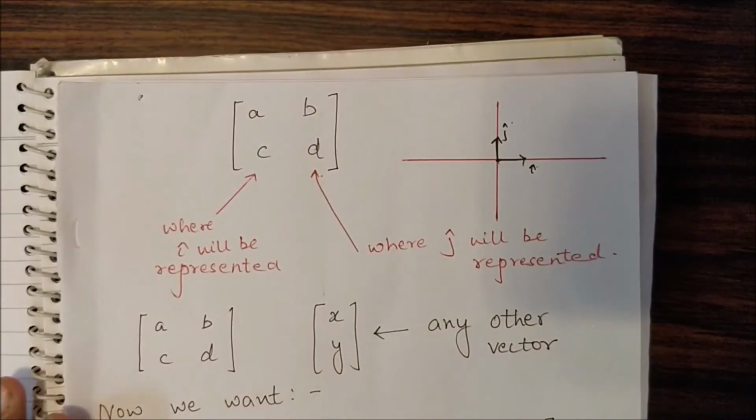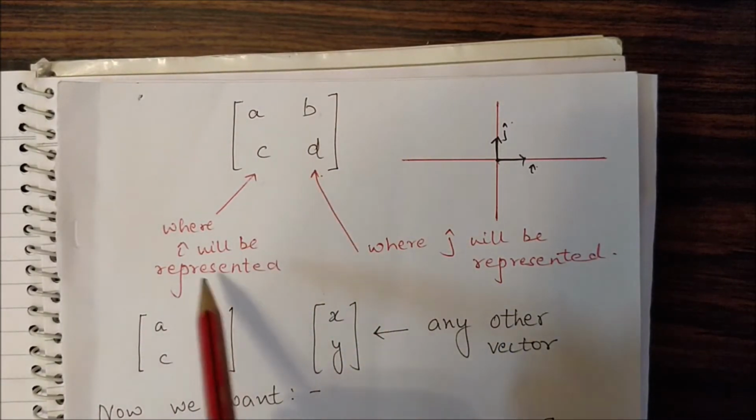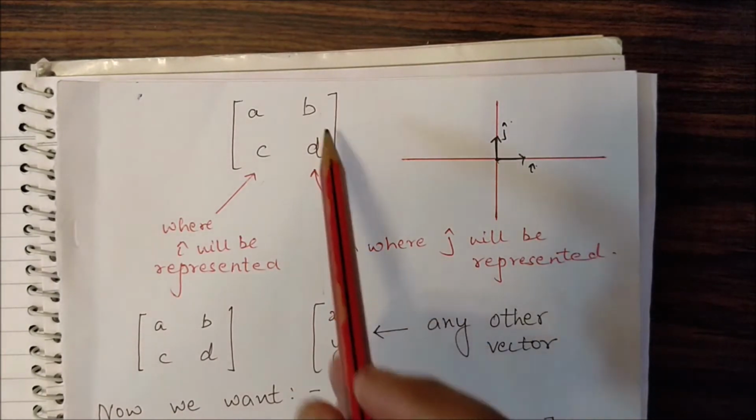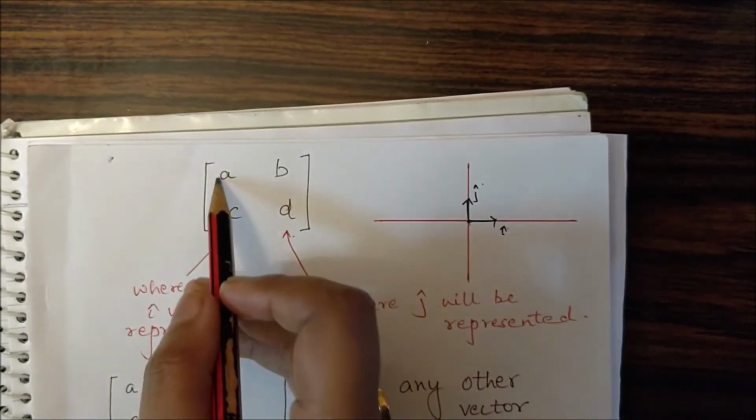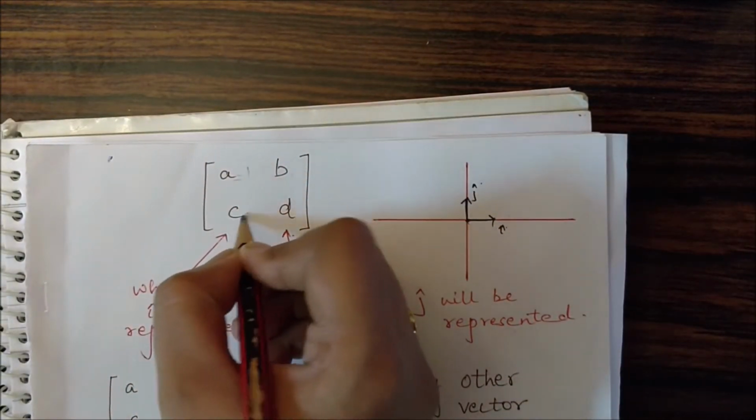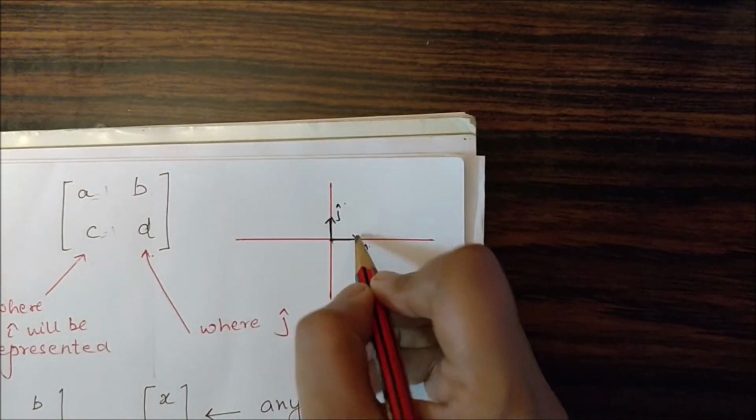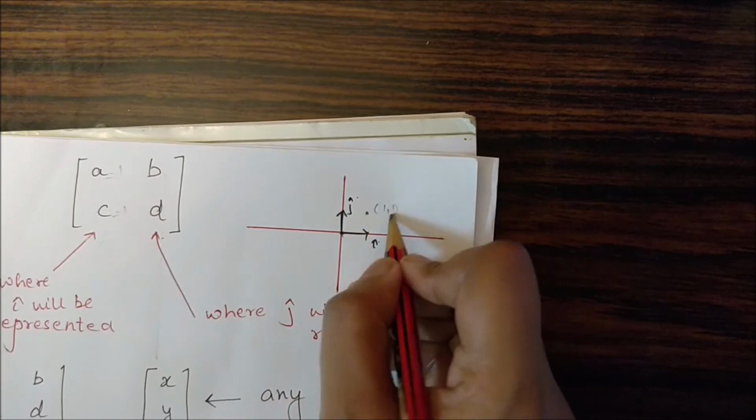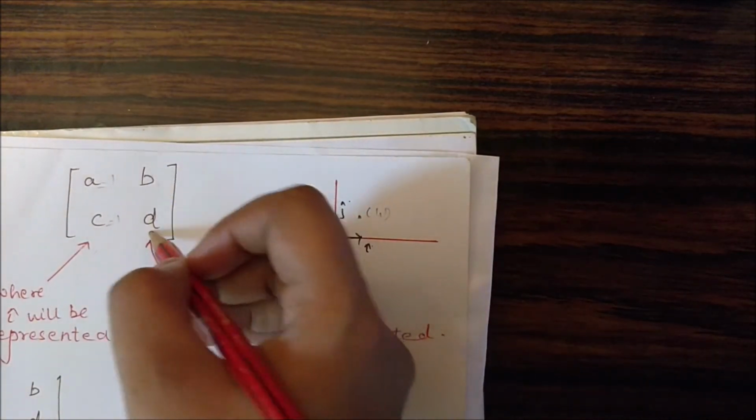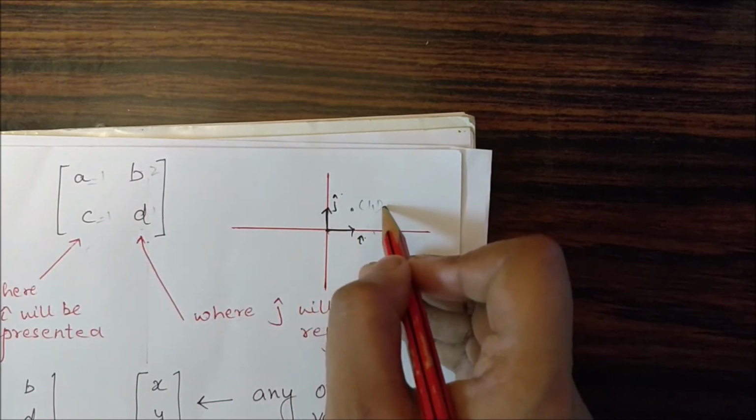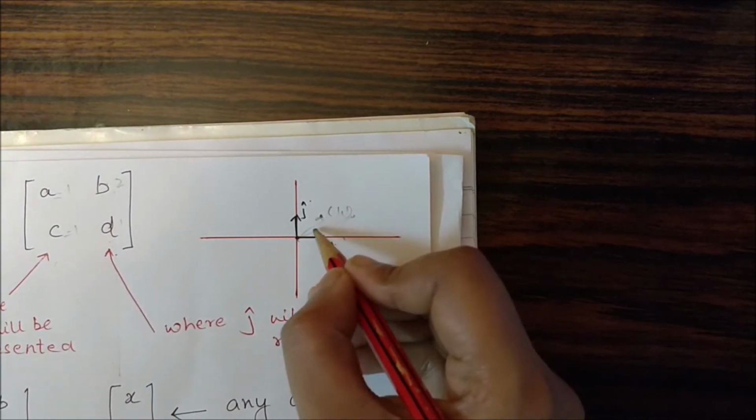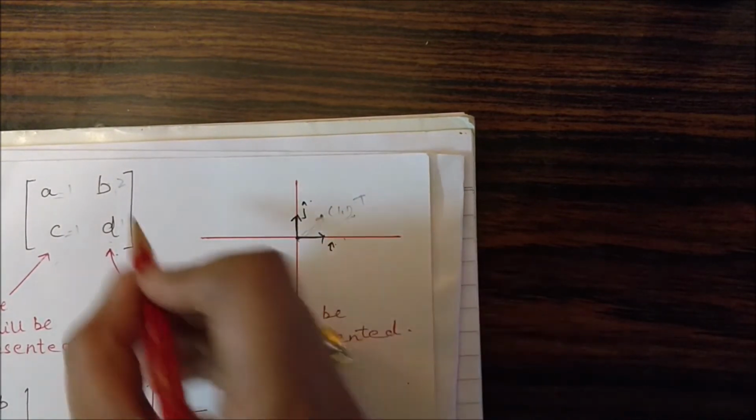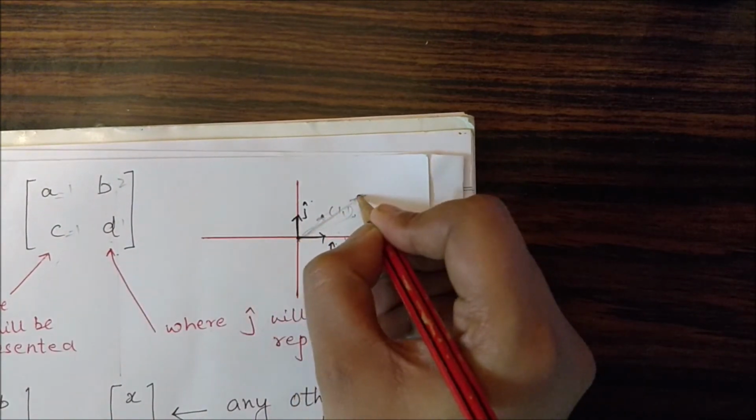See what happens. We have the matrix A, B, C, D. The values A and C will be represented in the i vector, and B and D will be represented as the j vector. This is the i and j. Now, for example, if in place of A and C you have the values 1 and 1, it will be represented at this point, 1 and 1. And if the values of B and D are 2 and 1, this would be a particular vector. Therefore, we have one vector this and one vector this. The resultant of these vectors will be this. Therefore, this particular matrix would be representing some vector of this form.